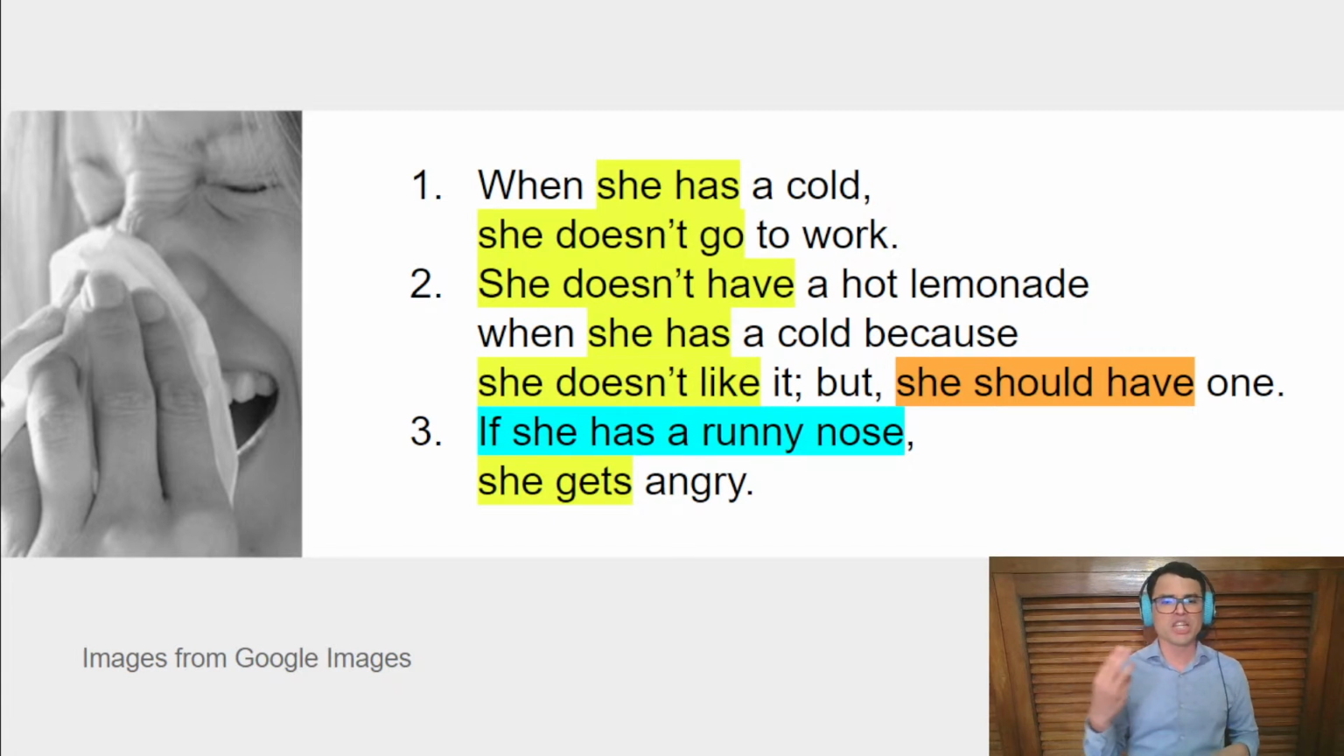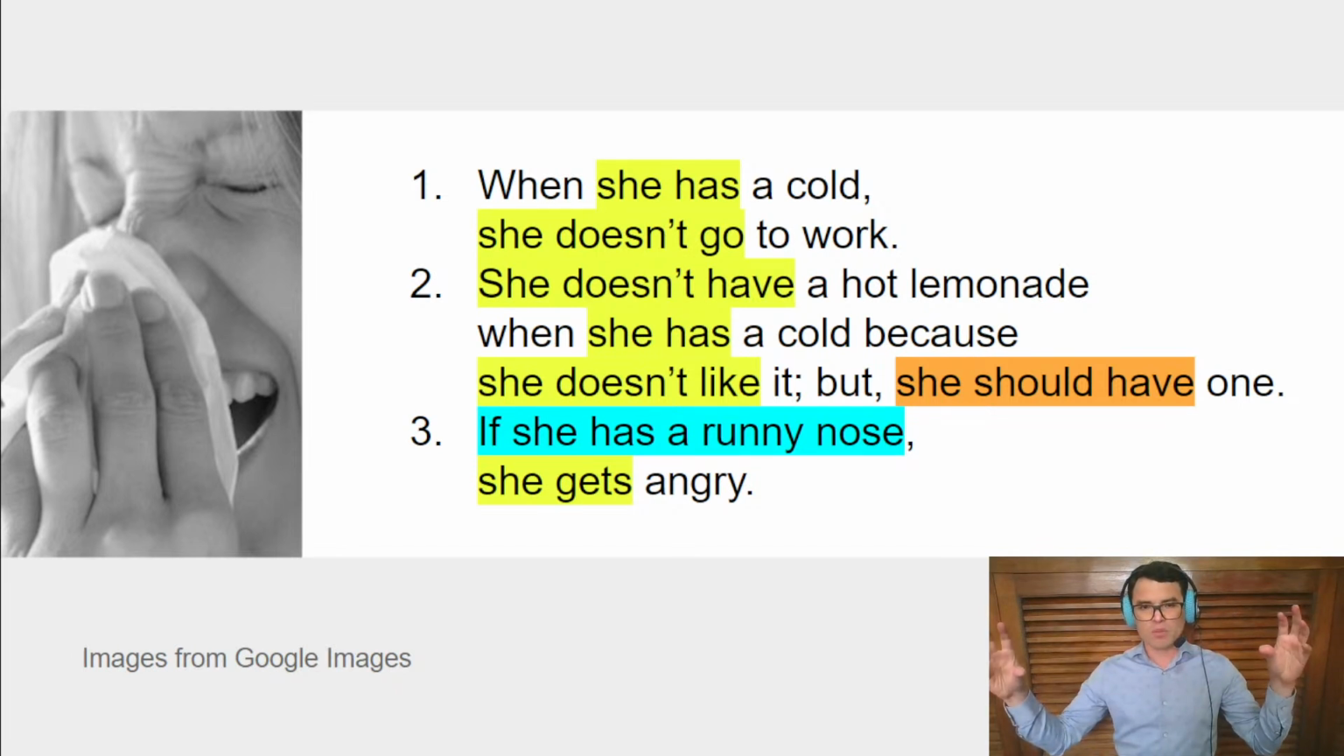Perfect. Number three, condition. If she has a runny nose, she gets angry. So you have the condition in light blue, and then you have the result in the other clause, in the other part of the sentence.